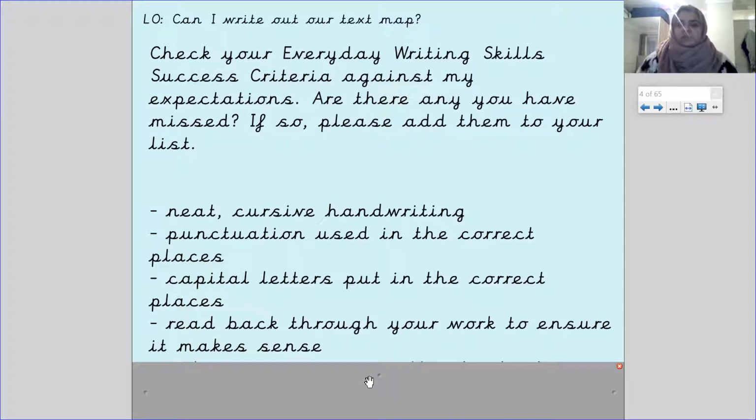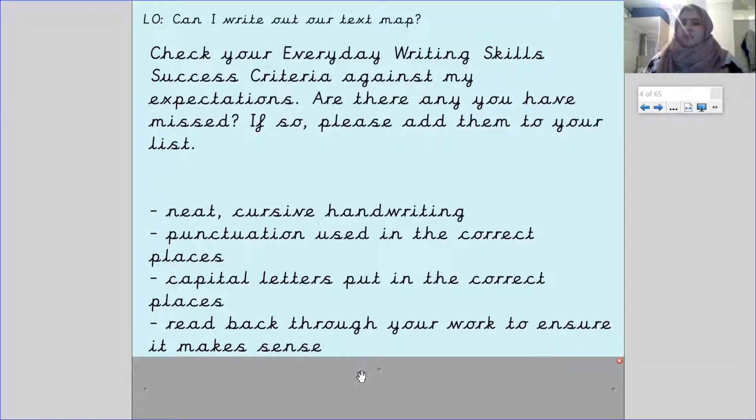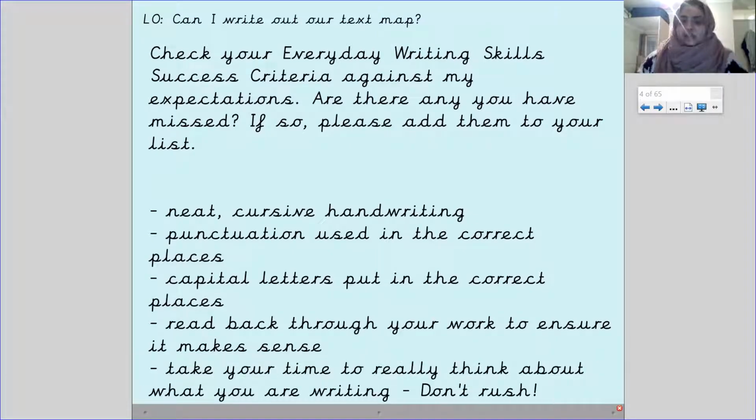And I know everyone's going to say, "Miss, I always read through my work," but when I read through your work, I can see a lot of sentences that do not make sense. Okay, so it's very important for you to read back through your work. All right. And in most cases, it's words like "a" or "it" or "the" that are missing, like your main common words.